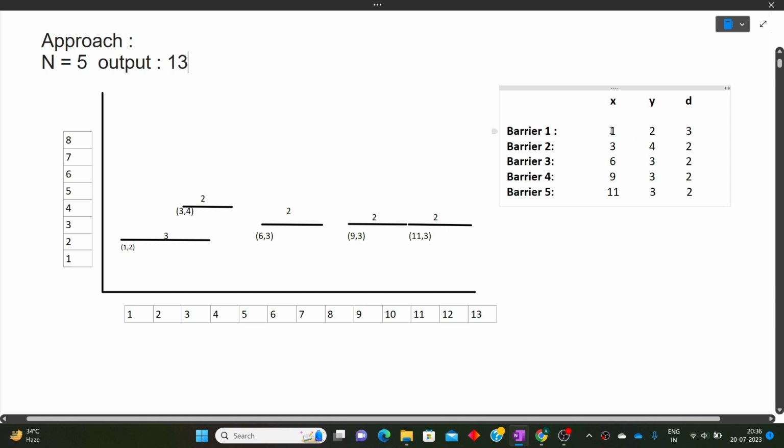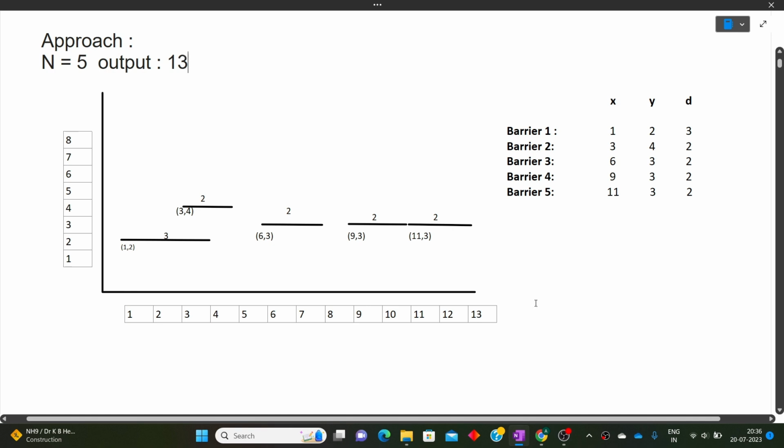So if we see an example, here barrier 1 is starting from 1 2, so this is 1 2 and d is 3, that is the length is 3. Similarly, if you look at barrier 5, it is starting from 11 3, that is this 11 3 and the length is 2. Okay, so I hope now you have got it, that x comma y is the starting coordinate of that barrier and 2 is the length of that barrier. So 5 barriers are given to us.